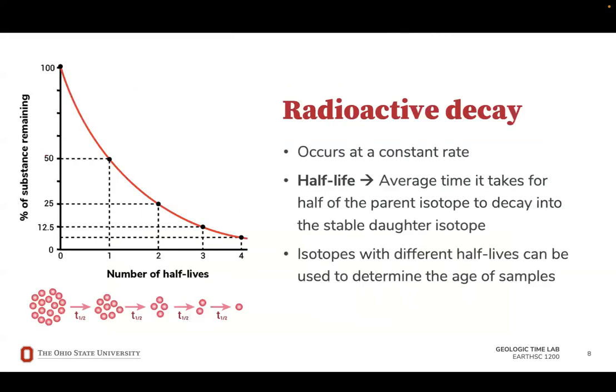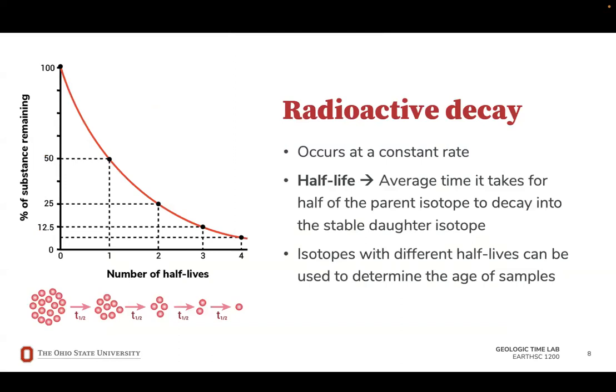Atoms of a parent isotope will always decay at the same exponential rate over time to the same daughter isotope. This constant rate is what makes absolute age dating possible. The rate of decay can be expressed in terms of half-life, which is the amount of time it takes for half of the parent atoms in a sample to decay to stable daughter atoms.